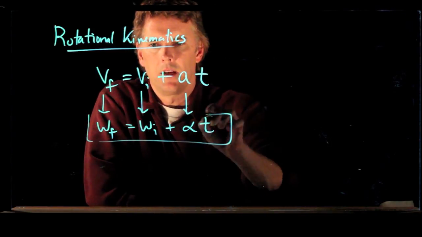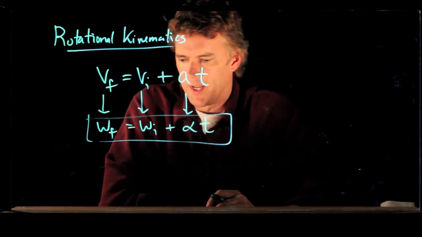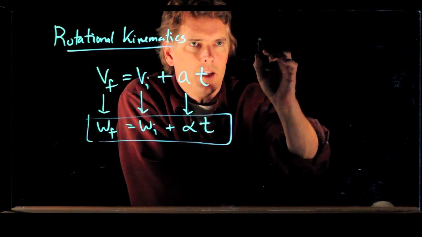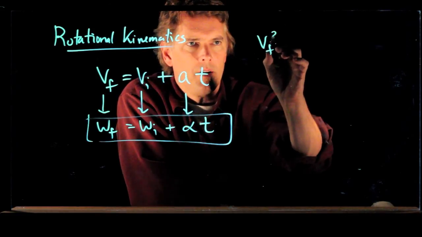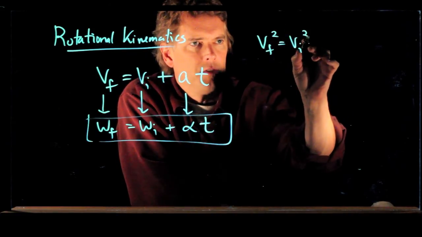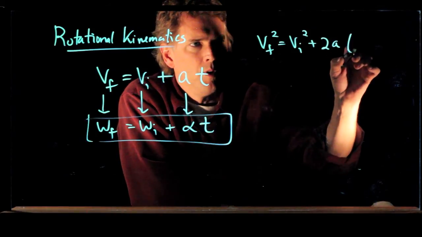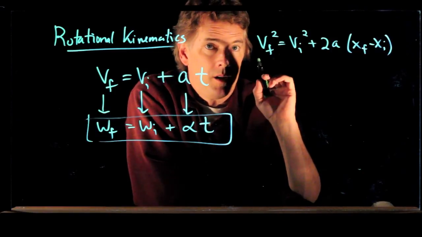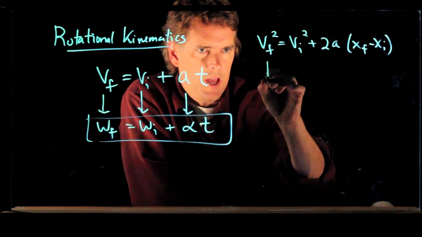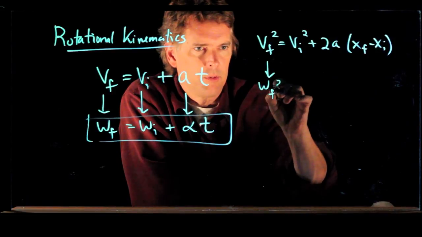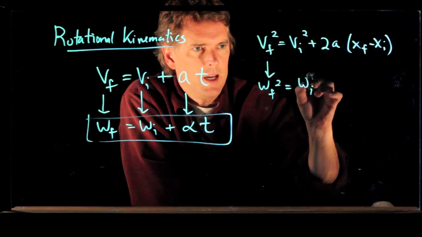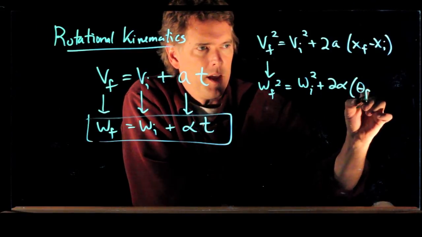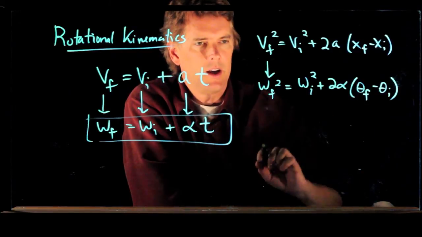So there's another kinematic equation for rotational motion. And we have a couple more, right? Another one is vf squared equals vi squared plus 2a(xf minus xi). We can write this one in rotational motion. And this becomes omega f squared equals omega i squared plus 2 alpha (theta f minus theta i).